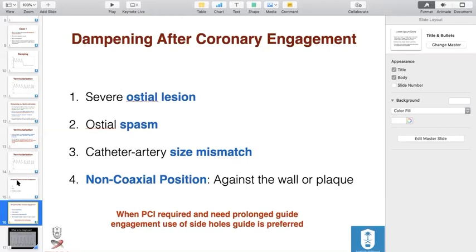Sometimes you have no choice. You need to do a PCI for an ostial lesion. Then you might need to use a side hole guide, so you perfuse some blood within the vessel to avoid ischemia to the vessel.